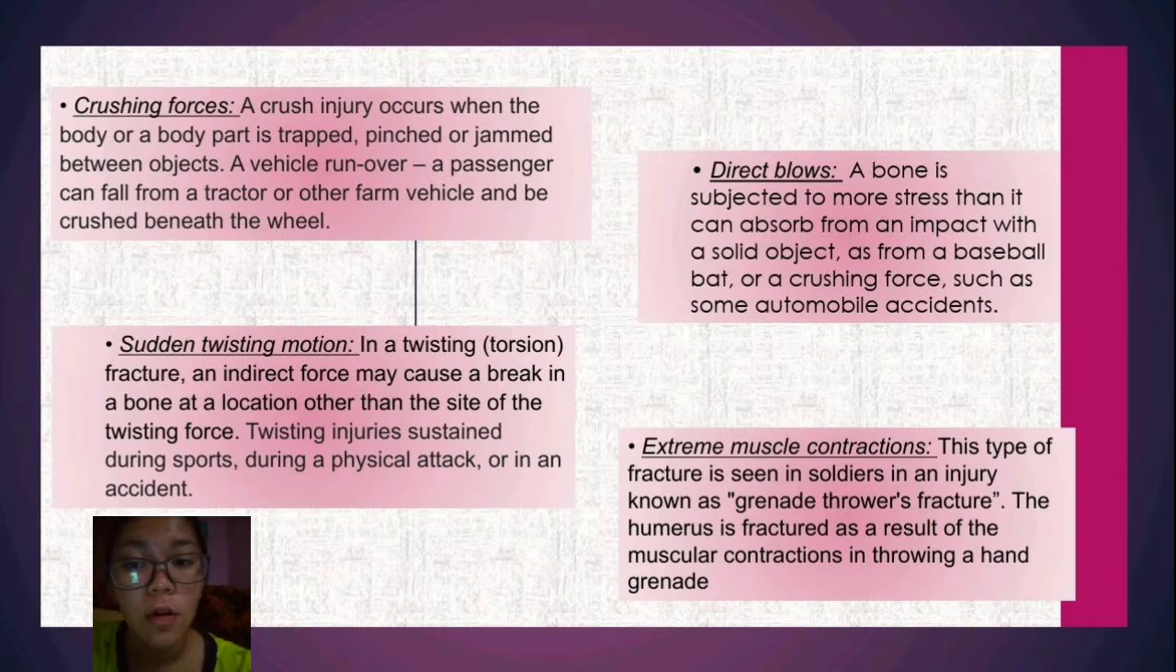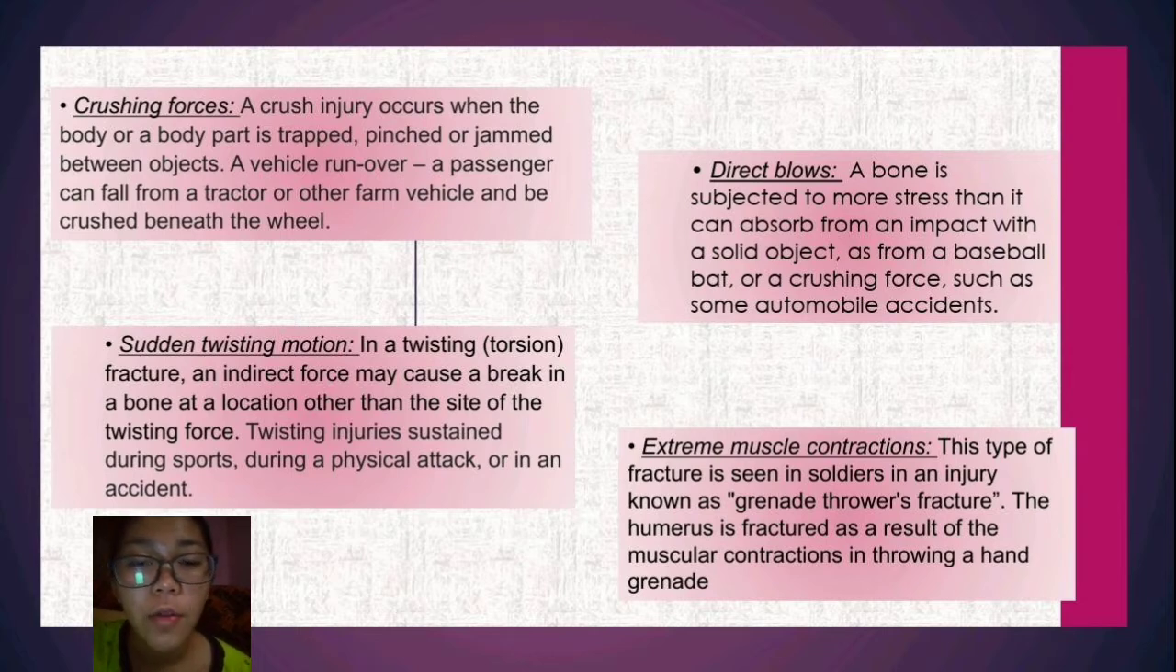So we have the sudden twisting motion. Why does sudden twisting motion belong to the causes of fracture? Let's discuss that. In a twisting or torsion fracture, an indirect force may cause a break in a bone at a location other than the site of the twisting force. Twisting injuries are sustained during sports, a physical attack, or an accident.